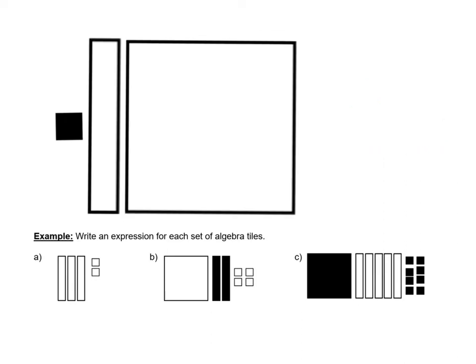So another example, in this case, I have a positive 1, I have a negative x, and I have a negative x squared. This time I'm going to start by writing it in standard form, that is with the highest exponent first.